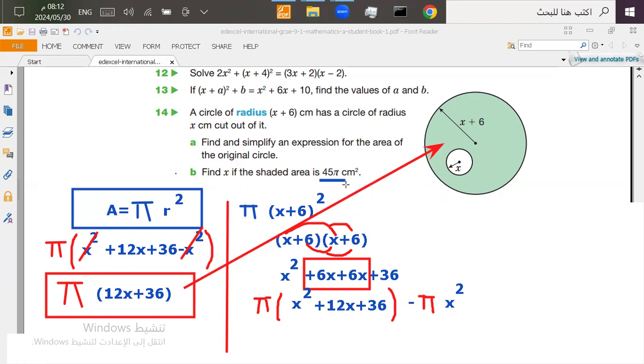I know that the area of the shaded part is 45 pi. It means this one equals 45 pi. Now I'm going to write it as an equation and then solve it. So I'm going to write it here: the area of the shaded part, which is pi. Follow the steps and you'll understand the idea. I know it's a little bit confusing, but make sure that you follow the steps. So pi multiplied by 12x plus 36 equals what? Equals 45 pi.